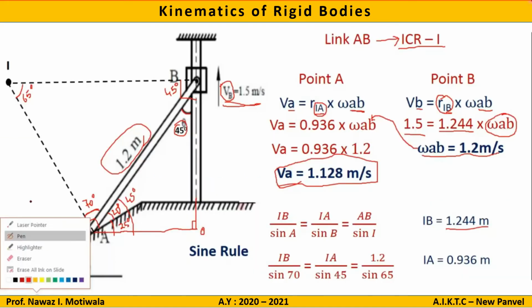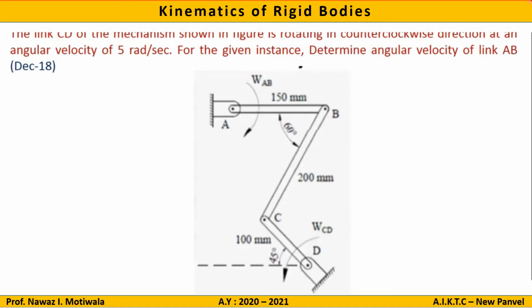Let us start with the next problem. The question is: the link CD of the mechanism shown in the figure is rotating in counterclockwise direction at an angular velocity of 5 radian per second. For the given instance, determine the angular velocity of link AB. This question was also asked in December 2018 examinations.